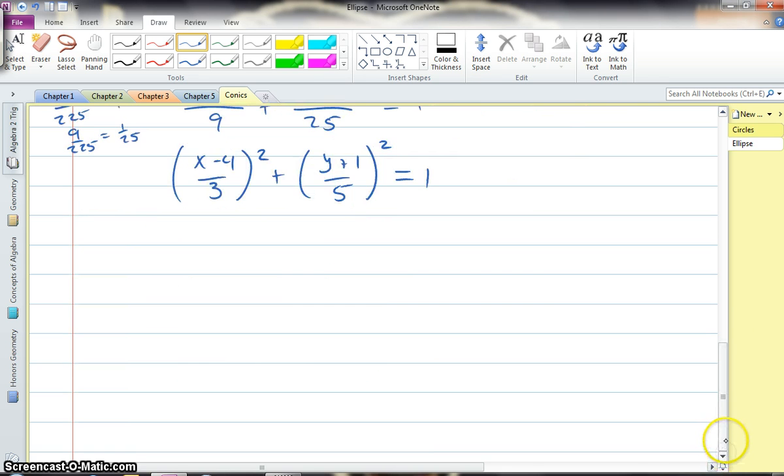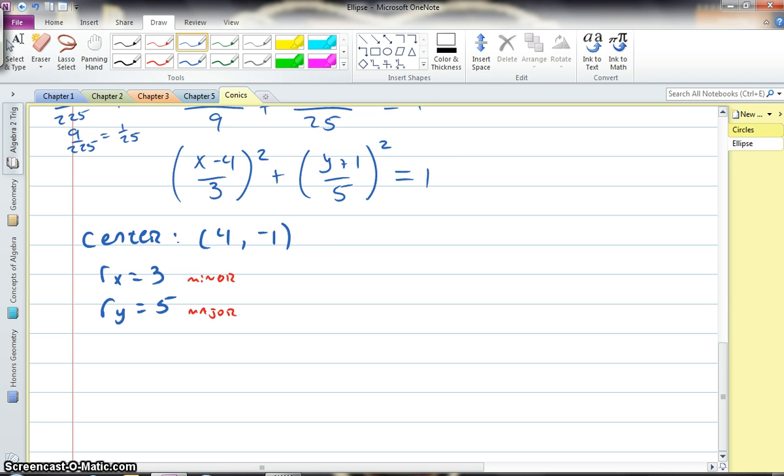Alright, so now I can pull out all my important pieces. Now that we finally got the equation ready, we can graph it. I know it's a long video, but we're almost done. So my center point is opposite inside. So 4 is your x, negative 1 is your y. The radius of my x is 3. My y radius is 5. Therefore, this is my major and this is my minor. Now, that can change. Every problem could be different. Remember, the larger one is your major.